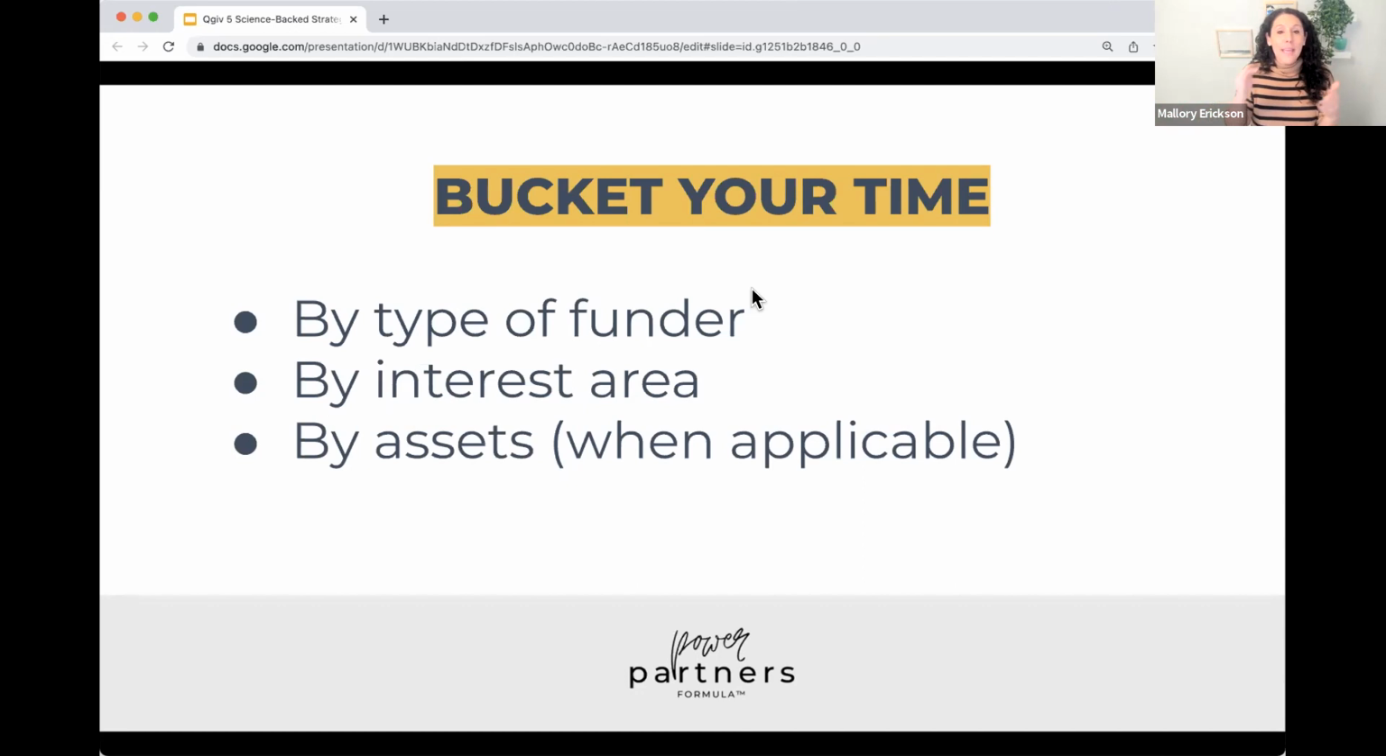And then in that meeting, move through the whole process, right? So think about the levels, prospect the list of people, create the outreach email template. And then if you have time in that meeting, start sending a few emails, customize a few emails, right? You want to bucket your time and find tasks that can be completed in that amount of time. Okay, and you want to focus your brain on one type of funder at a time, one interest area at a time, and one group of assets.